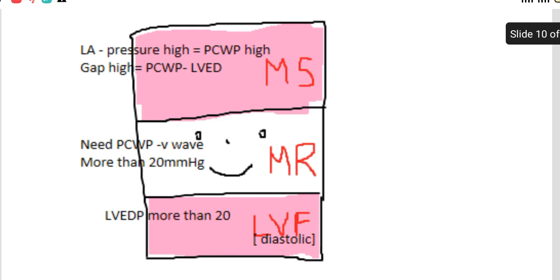For the mitral stenosis, there's a narrowing in the mitral valve area, so higher pressure will be in the left atrium.